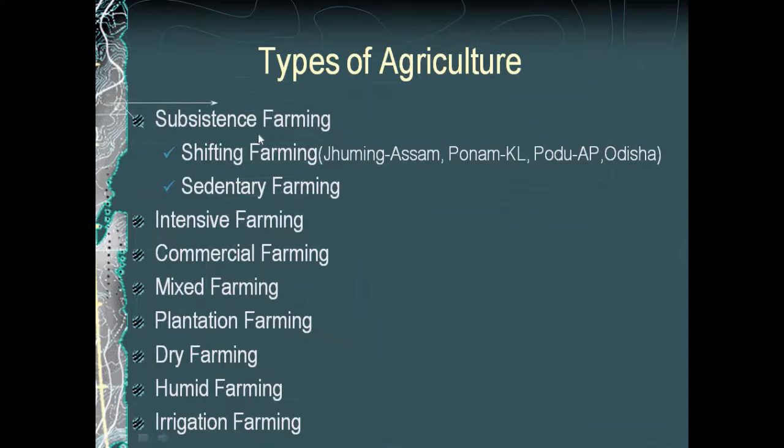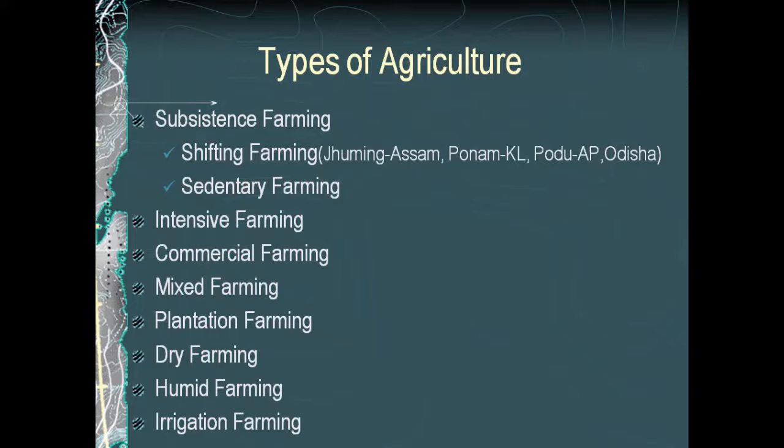Shifting cultivation, or shifting farming, is a very old method of cultivation, and we can see it mainly in Assam, Meghalaya, Nagaland, Madhya Pradesh, Kerala and Odisha. They clear one part of the forest, burn that area, and prepare the land for cultivation without using any chemical or extra fertilizers. Whatever fertility is in the soil, they use that to grow the crop.